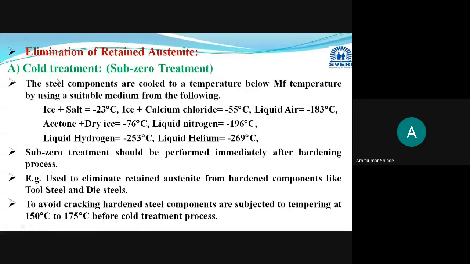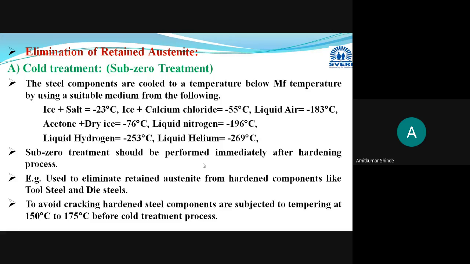Now we'll continue with the elimination of retained austenite. In that, we are discussing the sub-zero treatment. At the end of the hardening process, it is almost impossible to get 100% martensite.